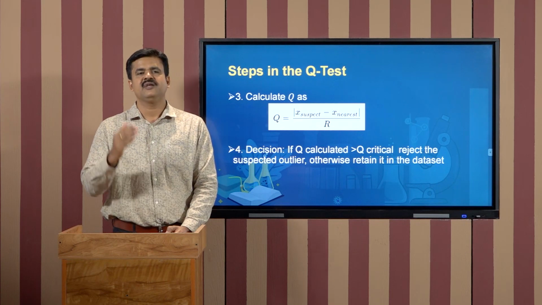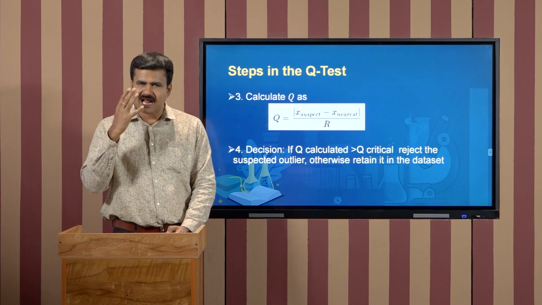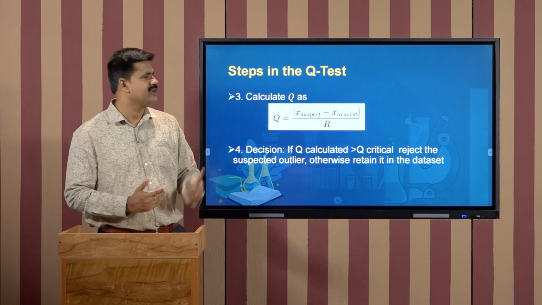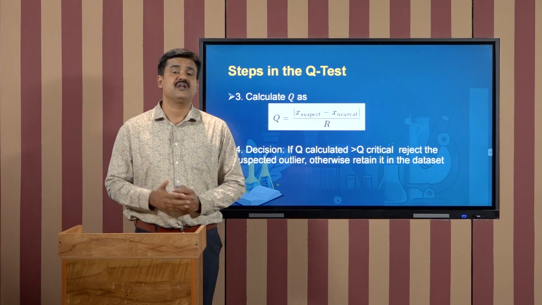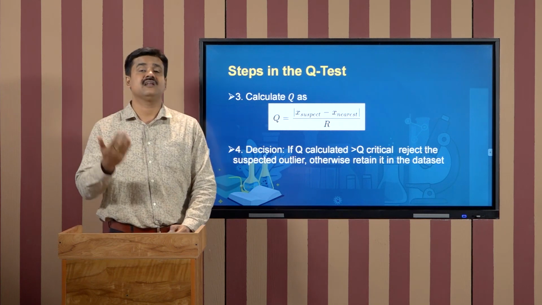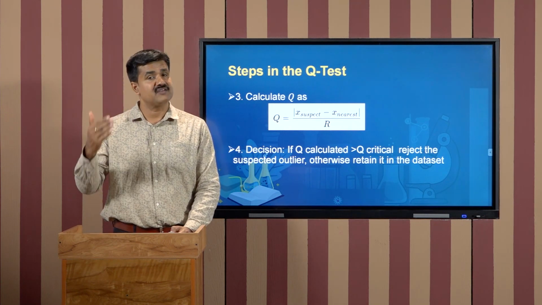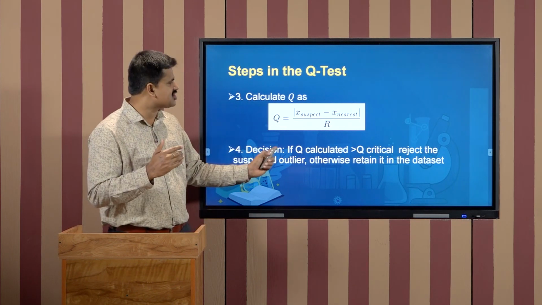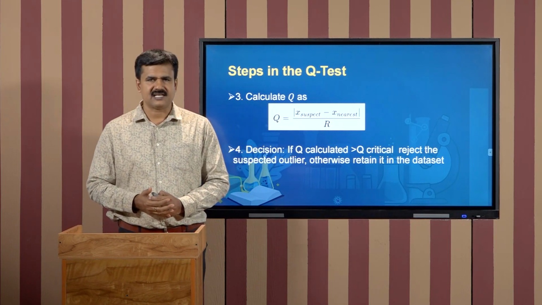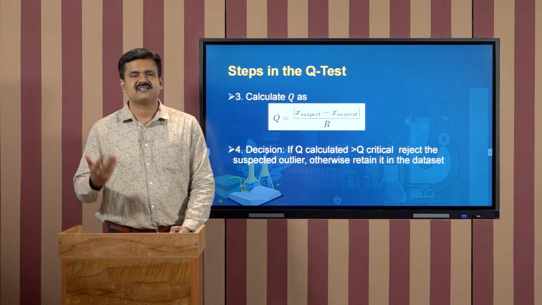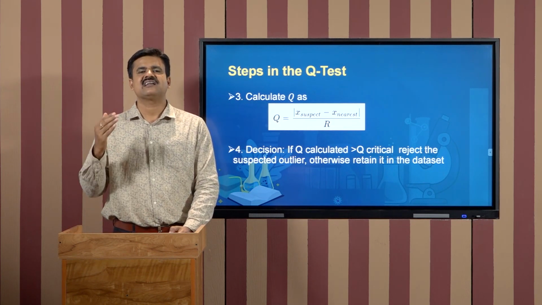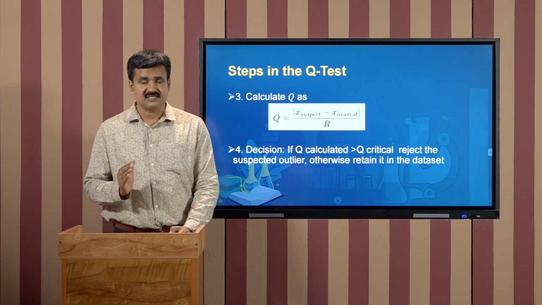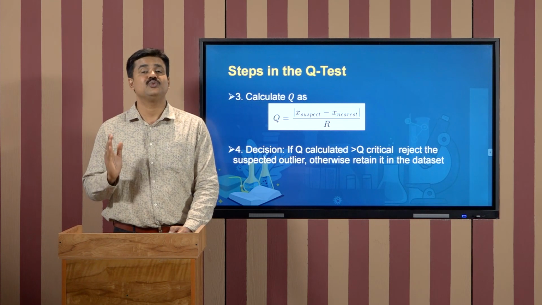Now, the fourth step is the decision making step. In this step, you can take a decision according to the magnitude of Q calculated and Q critical. If the calculated Q value is greater than the critical Q value, which you will get from the Q data table, that is, if Q calculated is greater than Q critical, reject the suspected outlier, otherwise retain it in the data set. These are the various steps that we adopt in the Q test.